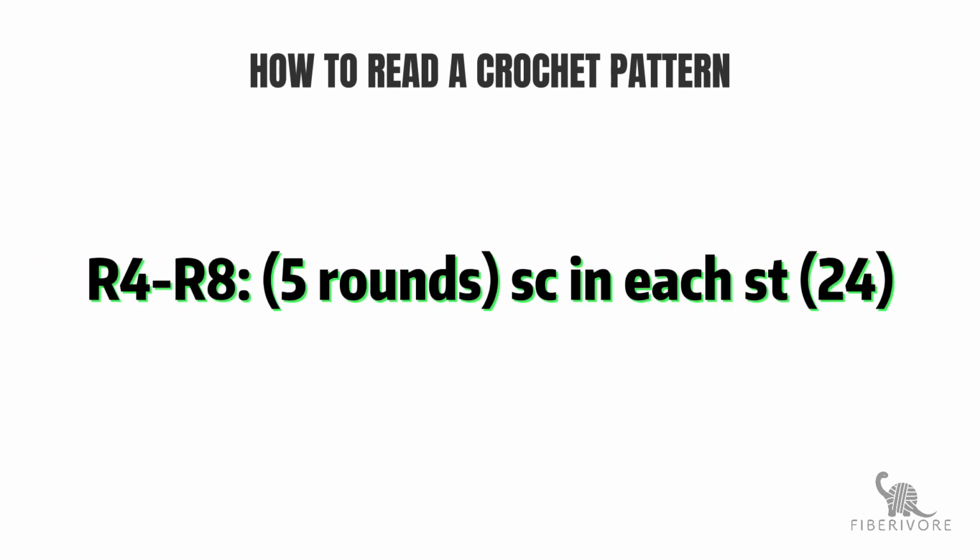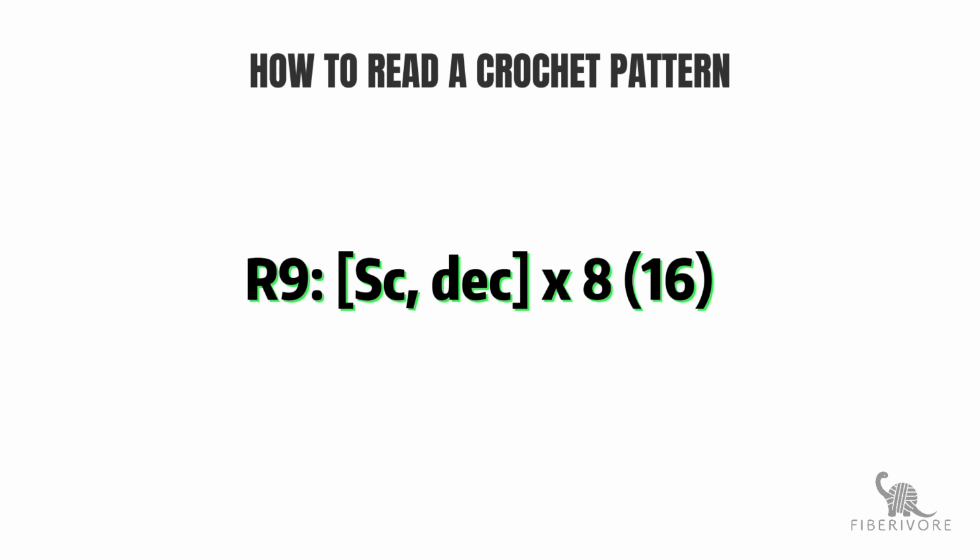It means, for round 4 to round 8, you will make 5 rounds of single crochet stitches, putting 1 single crochet stitch in each stitch from the previous round, resulting in a total of 24 stitches in the current round. This pattern means that you will single crochet once and then decrease once, repeating this pattern 8 times. This will result in a total of 16 stitches. The decrease stitch is used to reduce the number of stitches in a row or round.